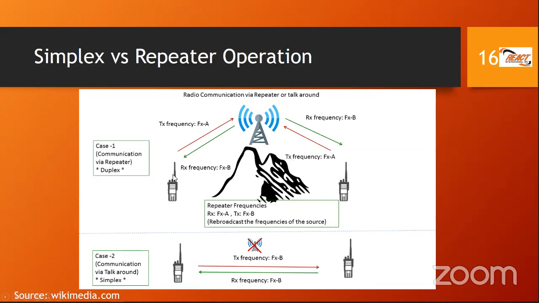So just bear in mind that a repeater allows you to talk much larger distances than you can with just one radio to another radio direct. Sometimes we call that simplex operation on one frequency direct. And when we go through a repeater, we call that repeater operation, which uses two frequencies.